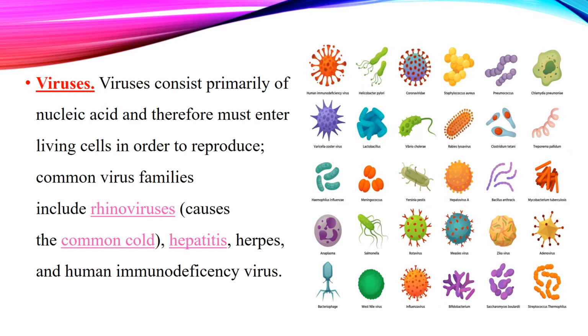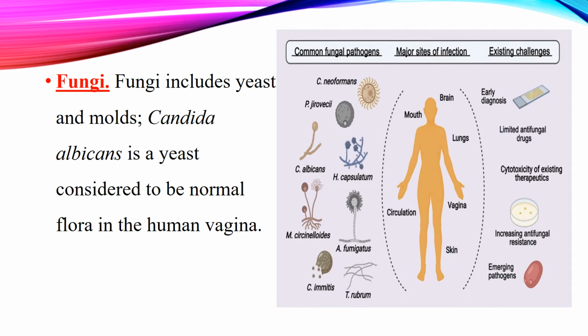Viruses. Viruses consist primarily of nucleic acid and therefore must enter living cells in order to reproduce. Common virus families include rhinoviruses, which cause the common cold, hepatitis, herpes, and human immunodeficiency virus. Fungi. Fungi include yeast and molds. Candida albicans is a yeast considered to be a normal flora in the human vagina.